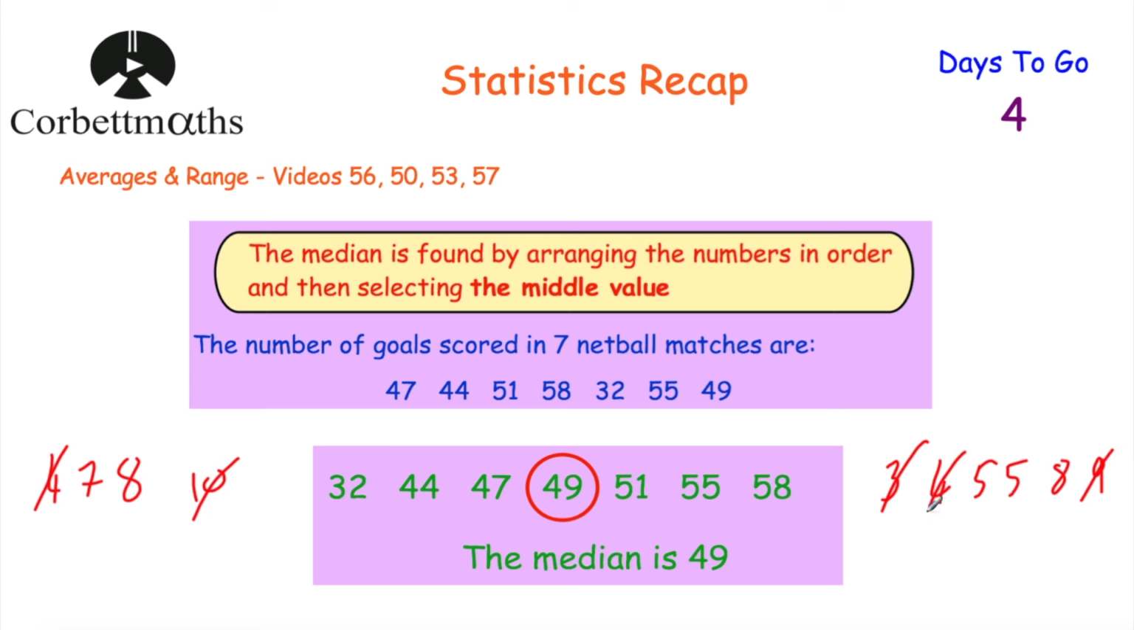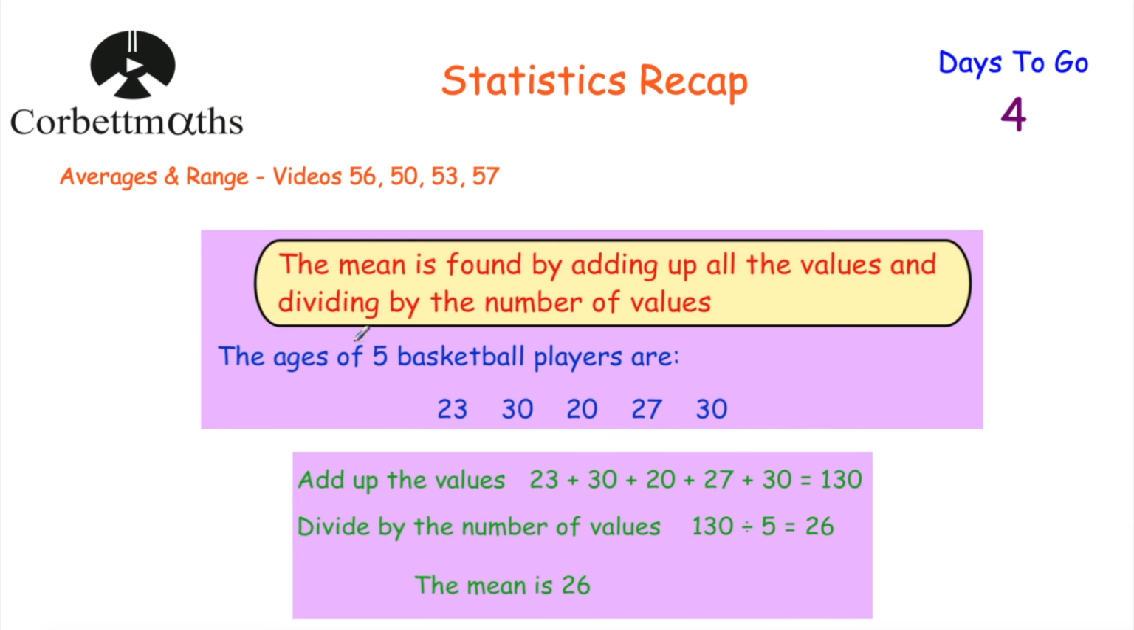And if you've got 2 of the same number in the middle, well, the middle of 5 and 5 is 5. So to find the median, you just put the numbers in order and then find the middle value. Okay, next, to find the mean. To find the mean, you add up all the values and divide by the number of values.